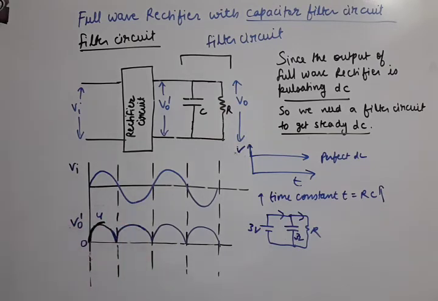Okay, one overlapping pulse I am drawing as the output of the filter circuit. What I am drawing now with the black color is VO.